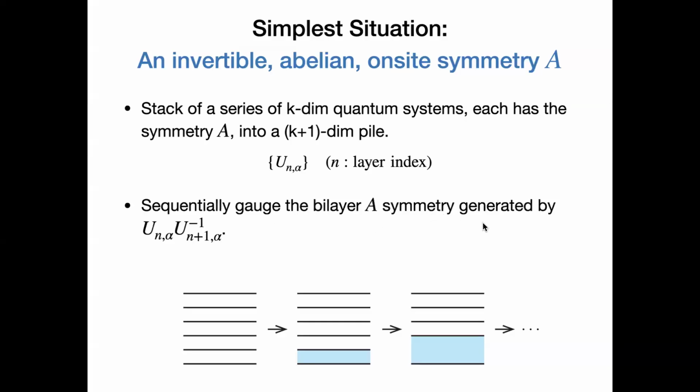The key step of the construction is that we want to sequentially gauge the bilayer symmetry generated by U sub n alpha times U inverse sub n plus one alpha.